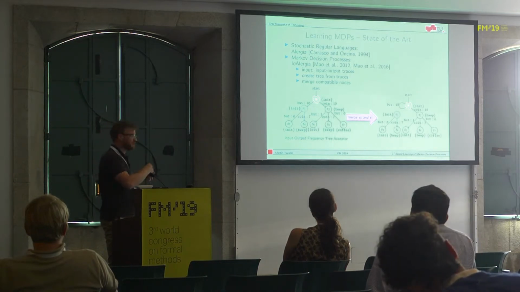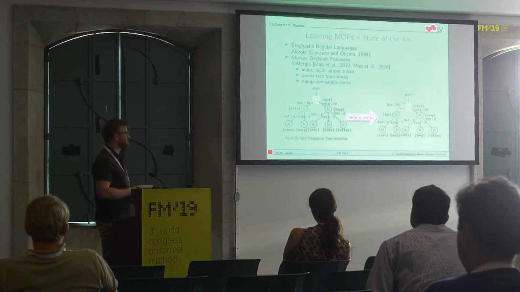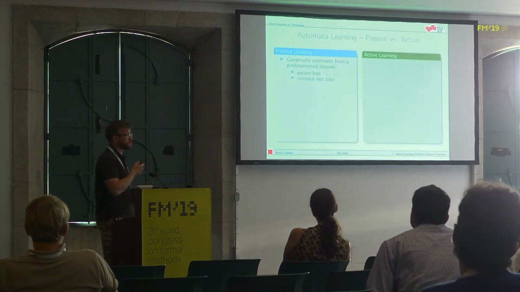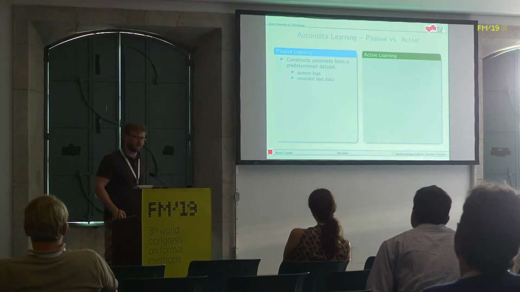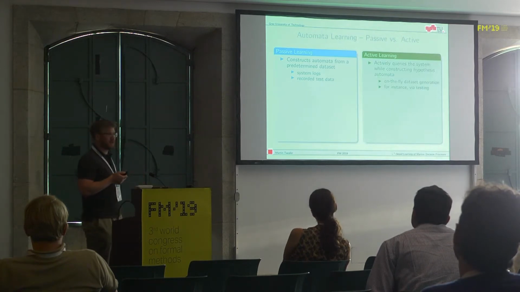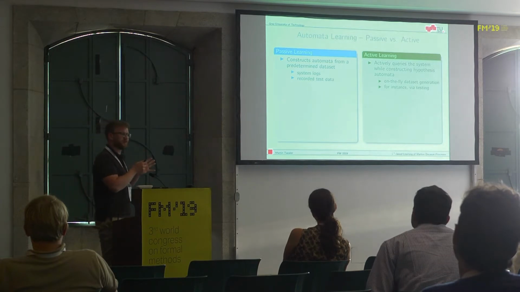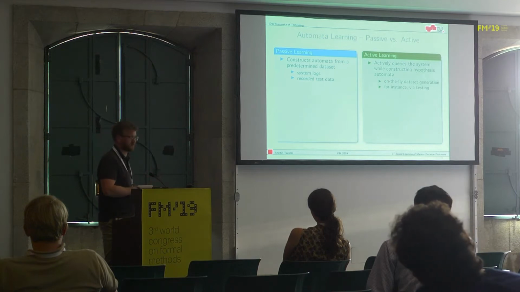Now, given such a tree, we check compatibility of nodes, and if their subtrees are compatible, we will merge them. So here we would actually merge this left subtree into the right subtree, and with that merging we create an automaton. And after normalizing transition probabilities, we would get an MDP. So this is known as passive learning. In passive learning, we construct an automaton from a given predetermined data set, which could be system logs or some recorded test data. Active learning, on the other hand, which we will do, actively queries the system that we want to learn while constructing hypothesis automata. So the dataset generation is on the fly and could, for instance, be done via testing.